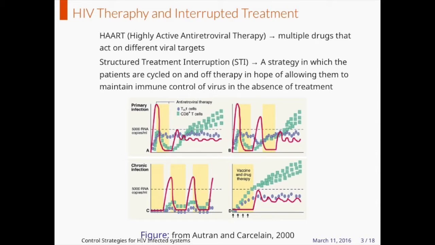Therefore, some researchers have proposed the idea of structured treatment interruption, or STI. This strategy is based on the idea that periodic and transient increases in the viral load might re-stimulate the waning HIV-specific CTL response. And as the figure shows, this approach is most effective when performed during the primary infection instead of the chronic infection.